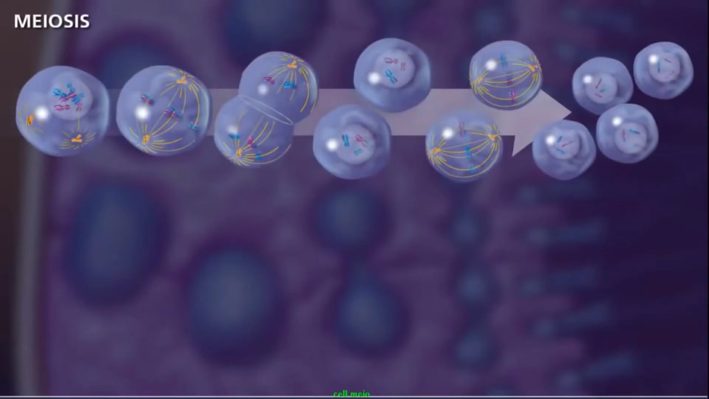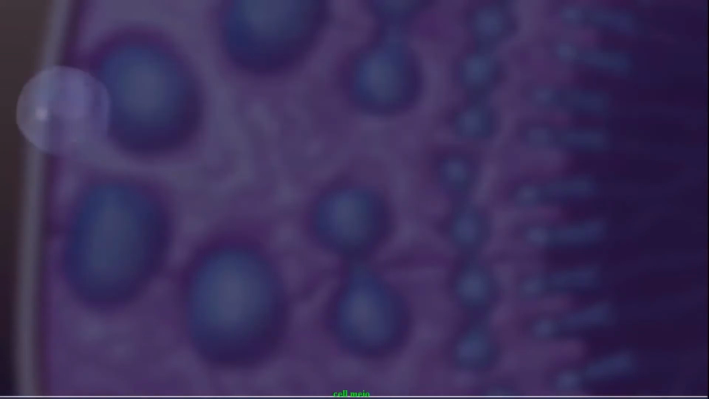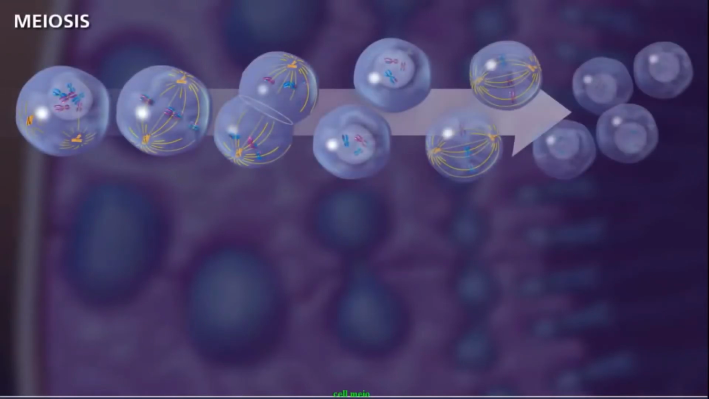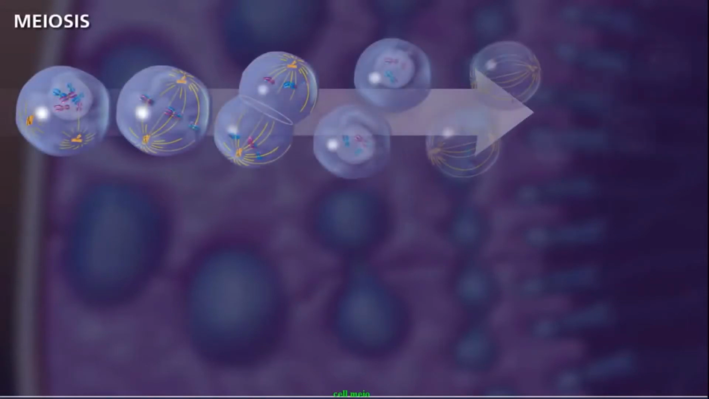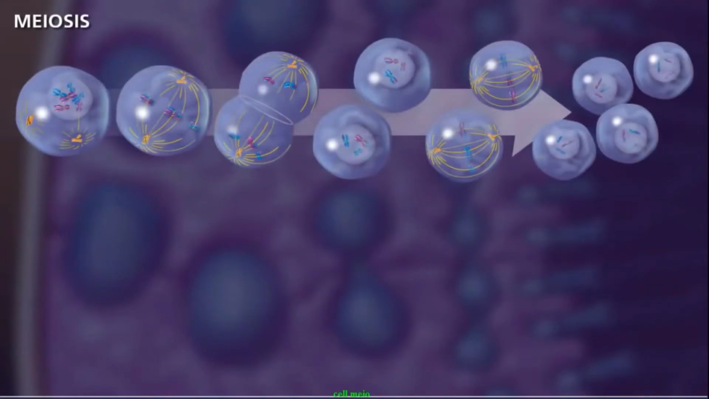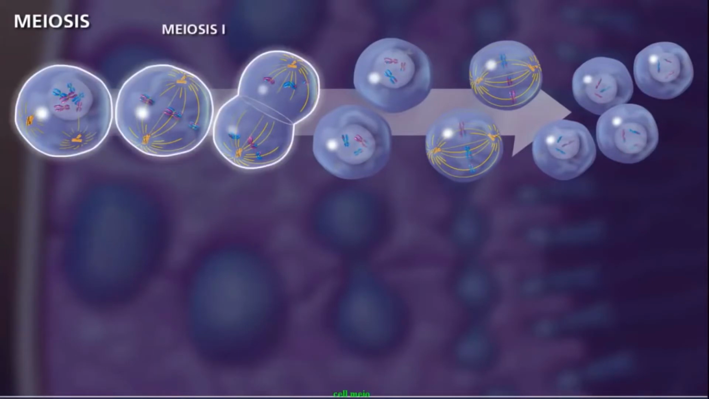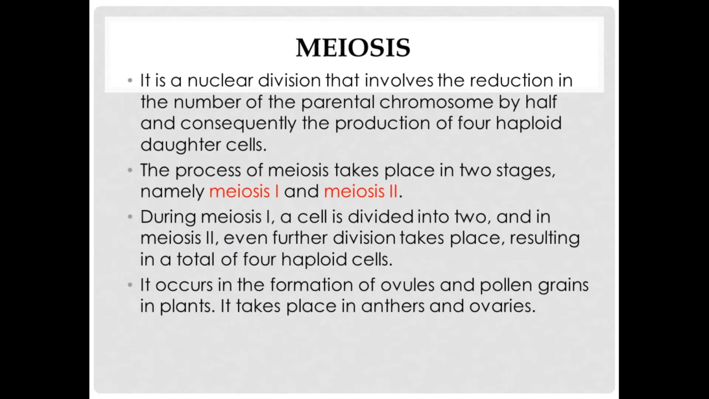Meiosis is a nuclear division that involves the reduction in the number of parental chromosomes by half and consequently the production of 4 haploid daughter cells. The process of meiosis takes place in 2 stages, namely meiosis I and meiosis II. During meiosis I, a cell is divided into 2, and in meiosis II, even further division takes place, resulting in a total of 4 haploid cells. It occurs in the formation of ovules and pollen grains in plants. It takes place in anthers and ovaries.